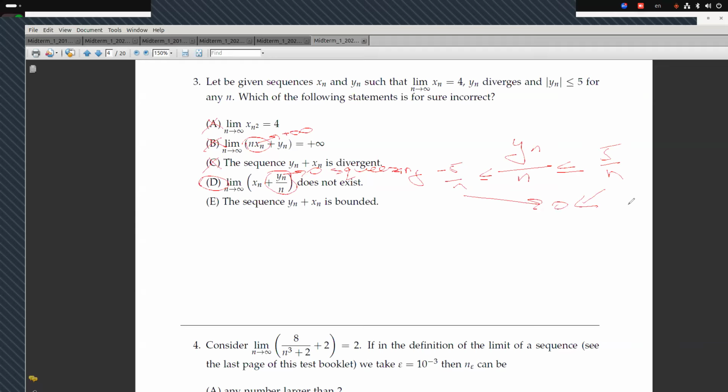The next one says yn plus xn is bounded. Yes, yn is bounded, it's given. Is xn bounded, guys? Yes.